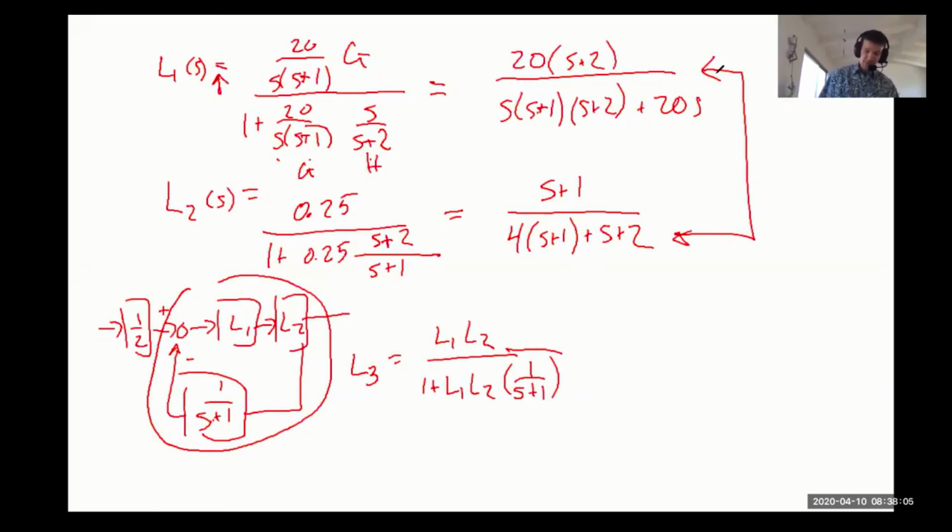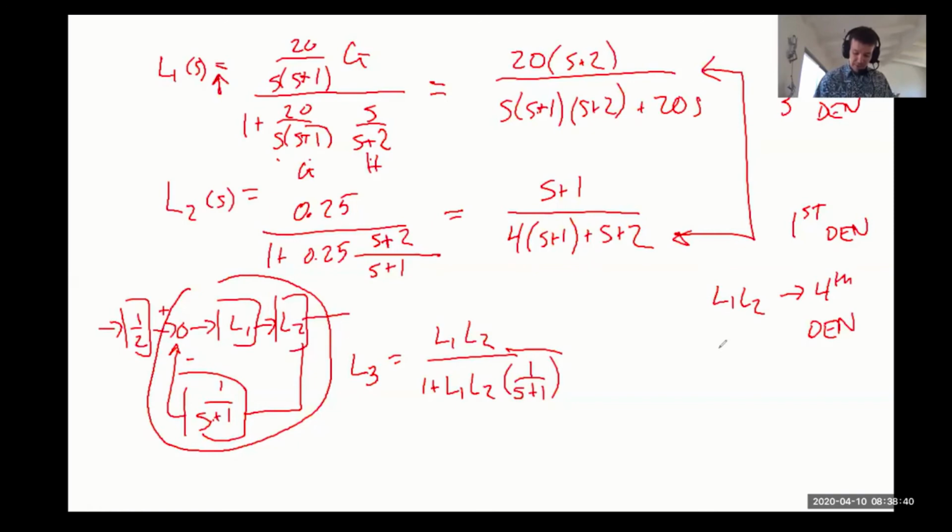But if you were going to try and answer the original question on the slide, which was what is the overall order of this system, I actually think we're poised to do that right now. So L1 has a third order denominator. L2 has a first order denominator. So if I multiply these two fractions together, L1, L2 will have a fourth order denominator.